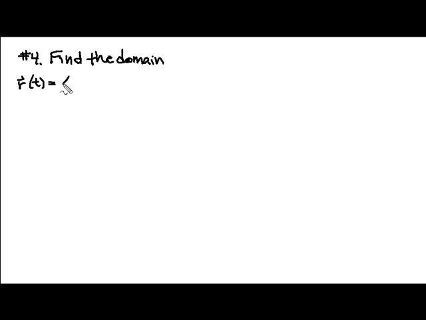the vector 2e to the negative t, inverse sine of t, and the natural log of 1 minus t. Now, as we mentioned before, in order to find the domain of a vector-valued function, we just need to find which values of t make sense for all three of the coordinates. In other words, we need to find the domain of each and see what they have in common.